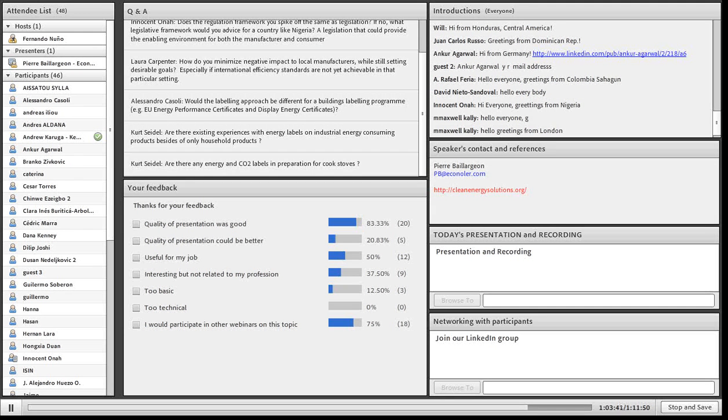Okay. On the same note, are there any CO2 levels in preparation for cook stoves? Not sure what cook stove is here. For stoves there is already an energy label existing in several countries. But it's very often electric or gas cooking equipment. So I don't know if here it was referring to those kinds of equipment, but yes, it exists as part of the white appliance products that are covered in several countries.